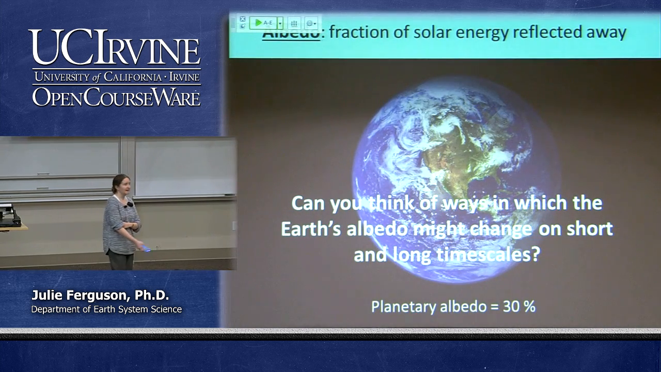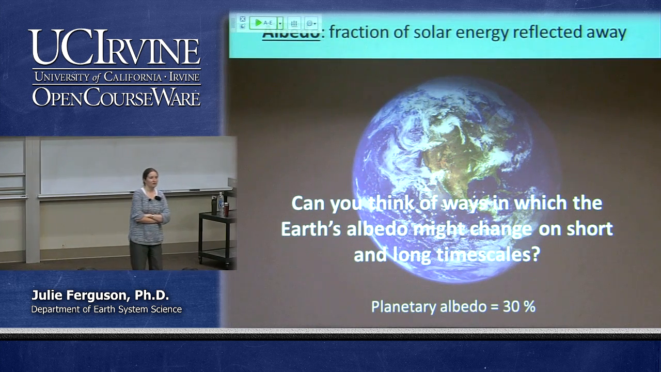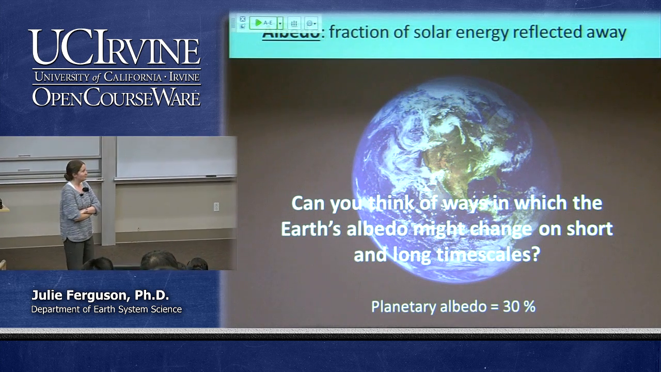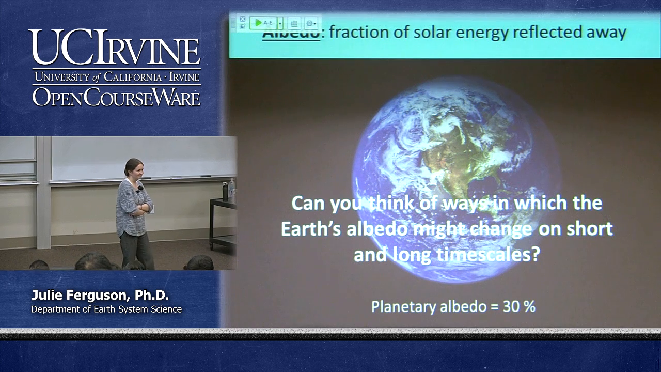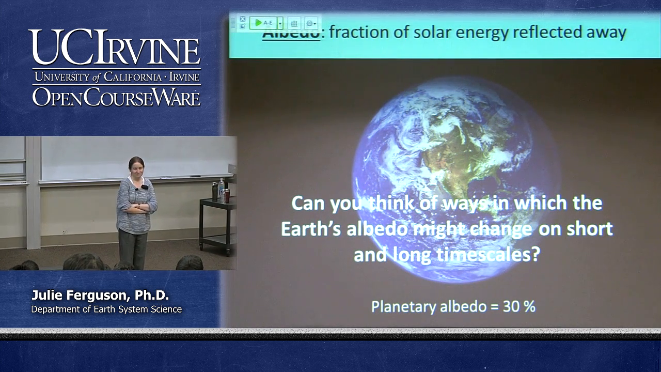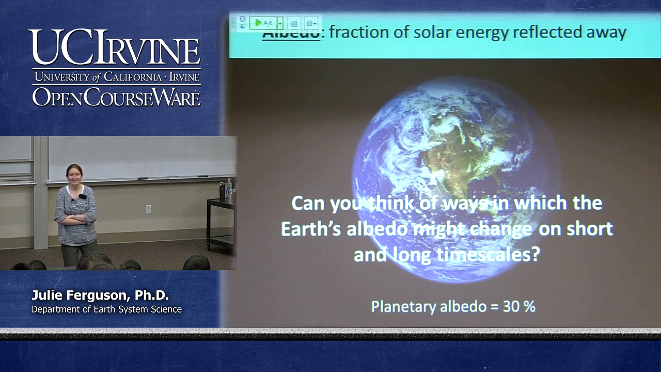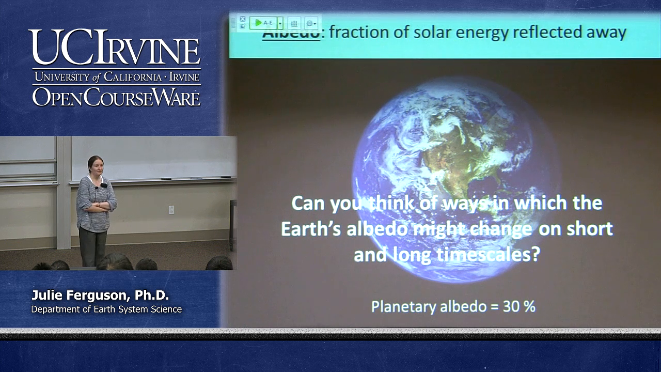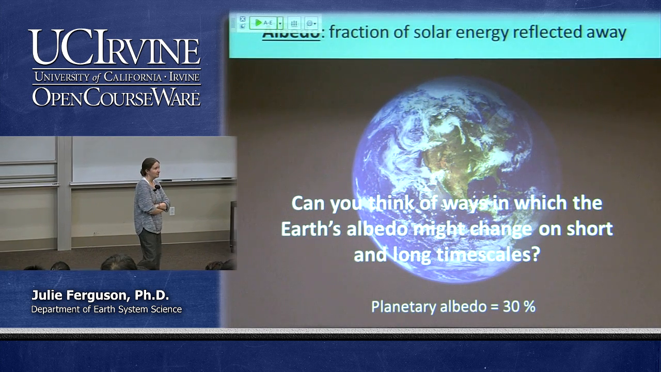So my question for you is, can you think of ways in which the Earth's albedo might change on short and long timescales? What do you think might have happened in the last week or so to Earth's albedo, perhaps in the northern hemisphere? Yeah, there was more snow and ice. If you saw those satellite photos of North America, it was really white, right? And so, yeah, we reflected back more of that incoming solar radiation. And that's a very short time scale, because next week a lot of that ice and snow might be gone.